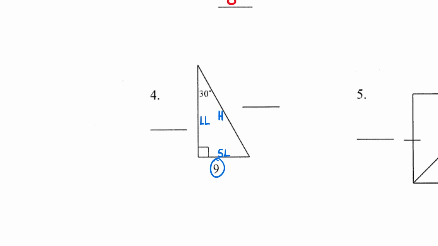So the short leg is 9. So times 2 is going to tell me the hypotenuse. How long is that going to be? It's just 18. And now I want to know the long leg. So I'm going to go back over here to my rule, square root of 3. So I'm just going to take this times the square root of 3, which is just 9 times the square root of 3, like that.